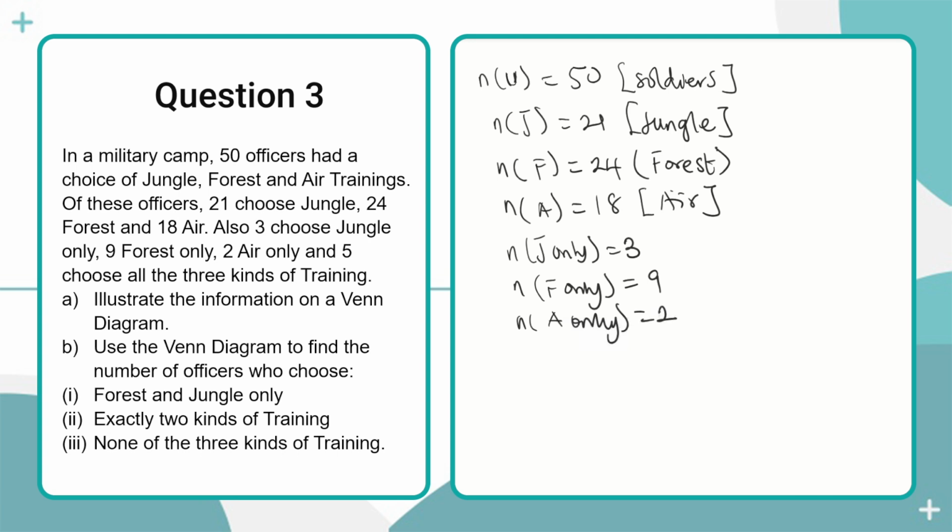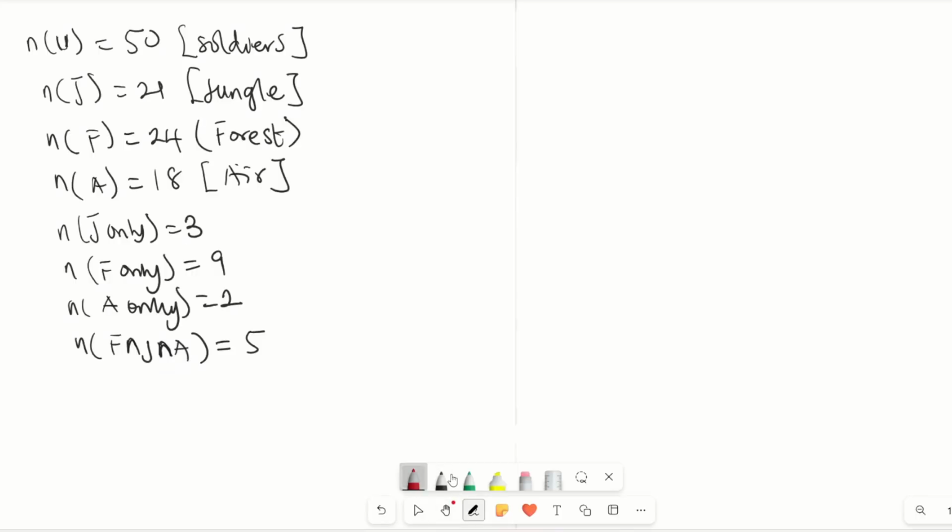And then they also said that 5 chose all 3 kinds of training. So that one will be F intersection J intersection A, and that is 5. Once we have all the information, we should be able to present this in a Venn diagram. So let's draw a Venn diagram.